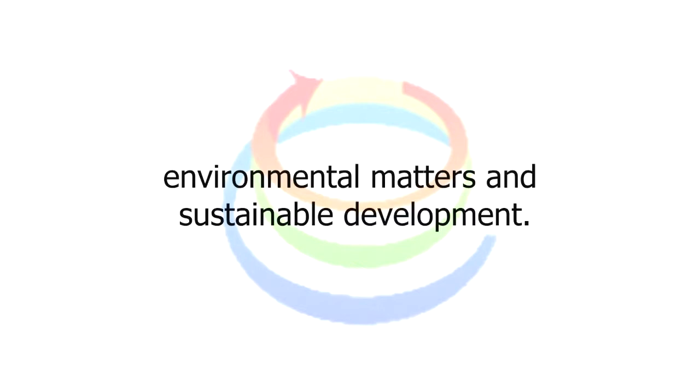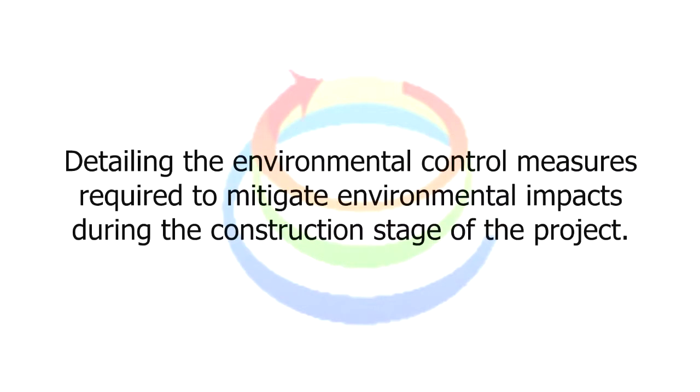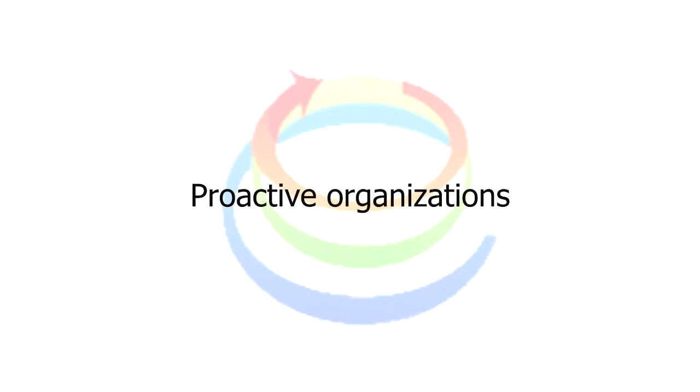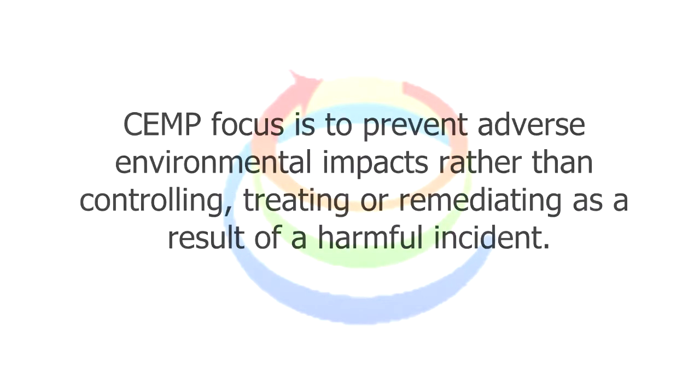and sustainable development. In the construction industry, prior to the commencement of work, contractors are required to prepare a Construction Environmental Management Plan, or CEMP, detailing the environmental control measures required to mitigate environmental impacts during the construction stage of the project. Proactive organizations have adopted a systematic approach to environmental management systems as the way to effectively improve their environmental performance in their projects. In line with this approach, the CEMP focus is to prevent adverse environmental impacts rather than controlling, treating, or remediating as a result of a harmful incident.